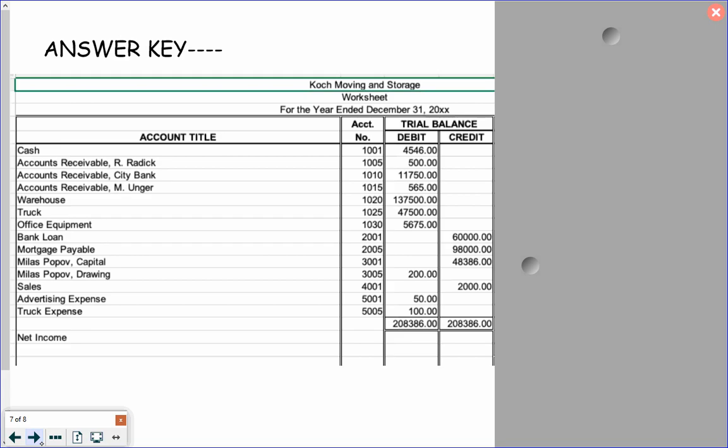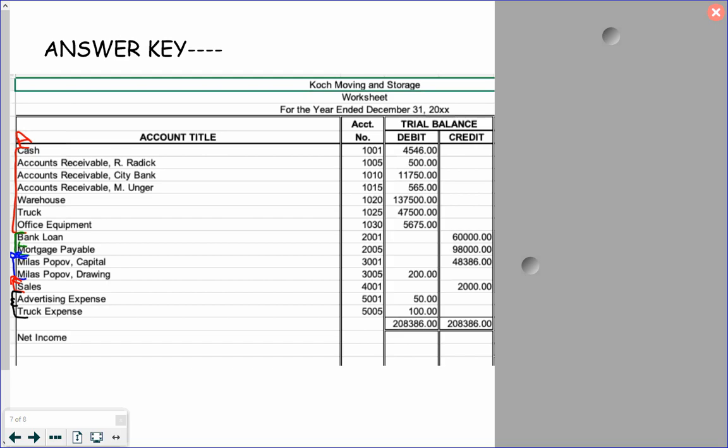Again, all the assets are together. These are the assets. Here are your liabilities. Here is your owner's equity. Here is your revenue. And here are your expenses. Here are their account numbers down here.